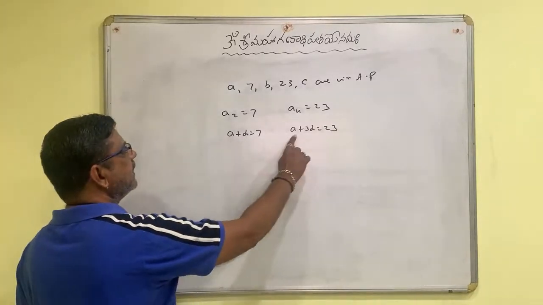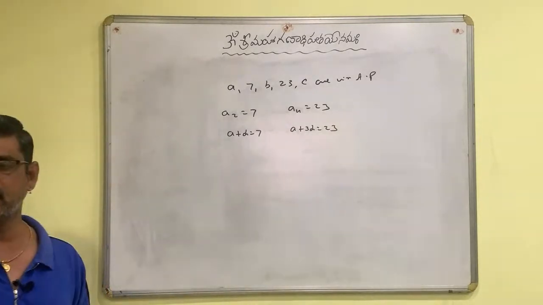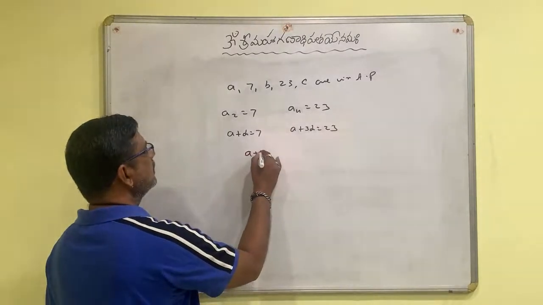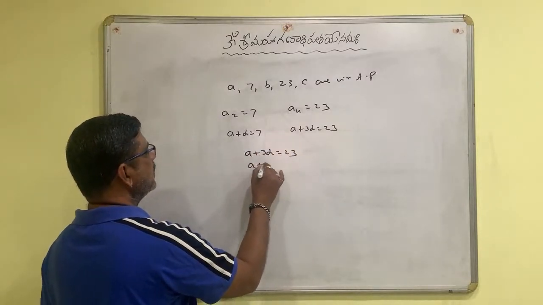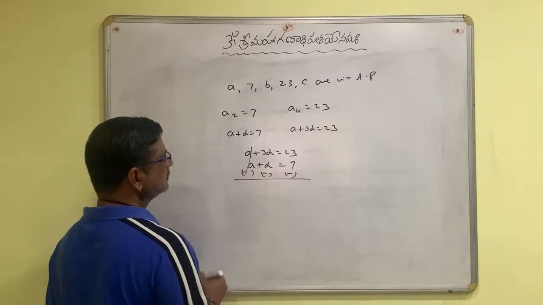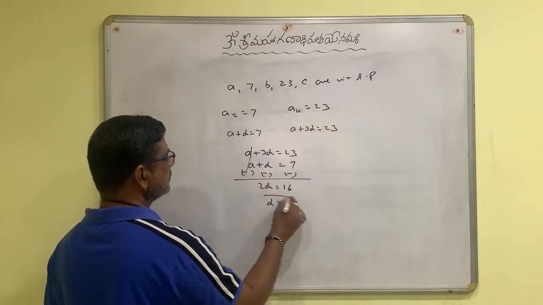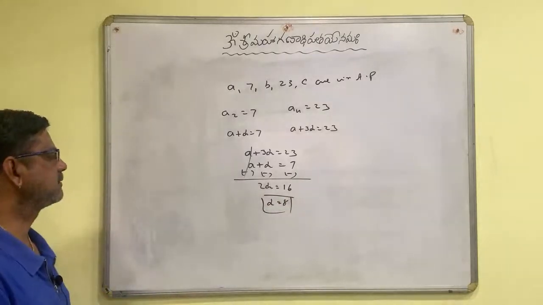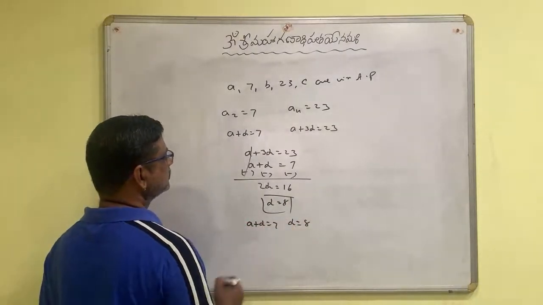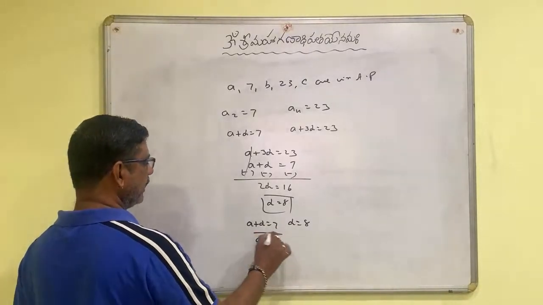You can observe pair of linear equations in two variables over here. So we can apply either substitution method or elimination method to find out A and D. I am applying elimination method. A plus 3D is 23, A plus D is 7. I am eliminating A. 2D is 16, D is 8. See, A plus D is 7, D is 8, then A is negative 1.